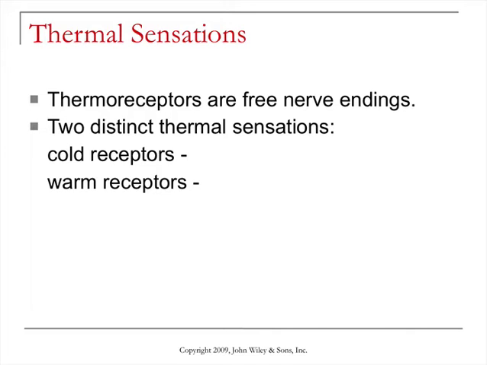Warm receptors, on the other hand, are not as abundant as cold receptors, and these are located in the dermis. And they are able to pick up temperatures between 32 and 48 degrees centigrade, or in other words, between 90 and 118 degrees Fahrenheit. Both of these kinds of receptors, both cold and warm, adapt fairly quickly. An interesting thing is that temperatures below 10 degrees centigrade and above 48 degrees centigrade primarily stimulate pain receptors rather than thermoreceptors.